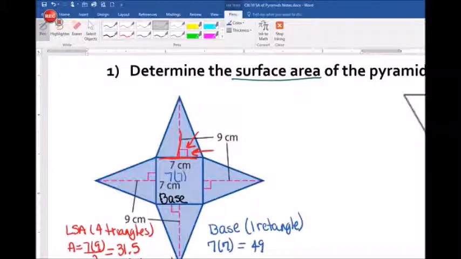And if we want to find the total surface area, we just add the lateral surface area plus the area of the bases to get the total surface area. So the total surface area is 175 centimeters squared. Does anyone have any questions about finding the total surface area of a rectangular pyramid?